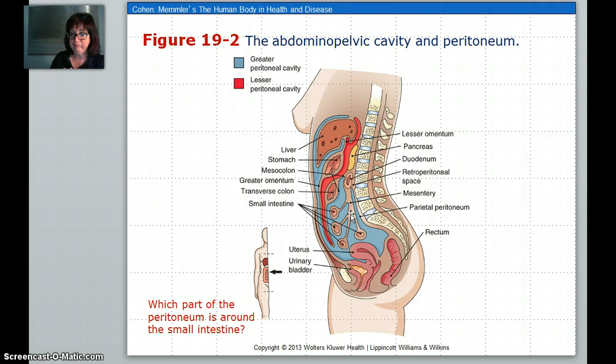But you may have heard the word peritoneal cavity. When you have bleeding in the peritoneal cavity, if you have a ruptured appendix, it will go into the peritoneal cavity. So it is a cavity there which can hold fluid if you have abdominal fluid there.